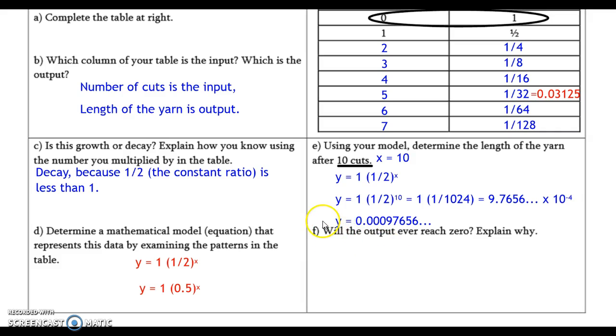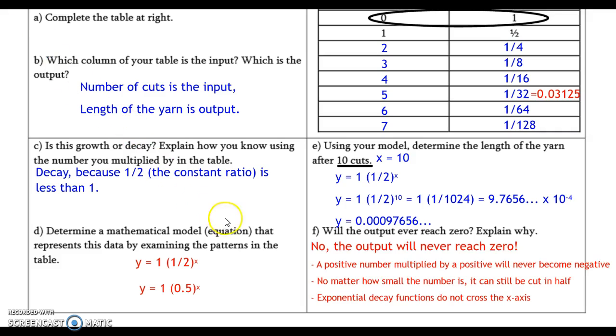Now for letter F, we spoke about this in class. Will the output ever reach 0? Explain why. Try to explain that now, and I will come back in a few seconds. All right, the components of a correct answer are here.